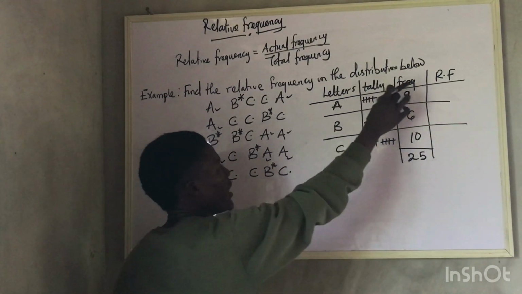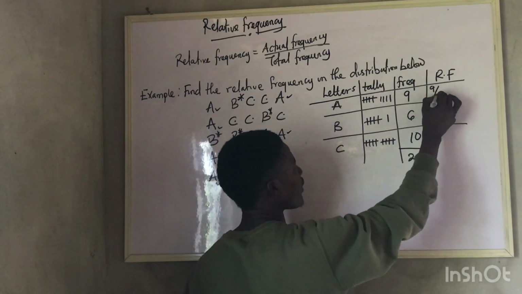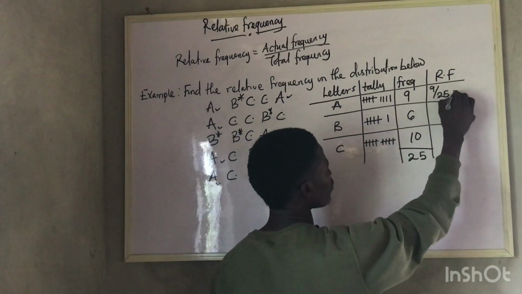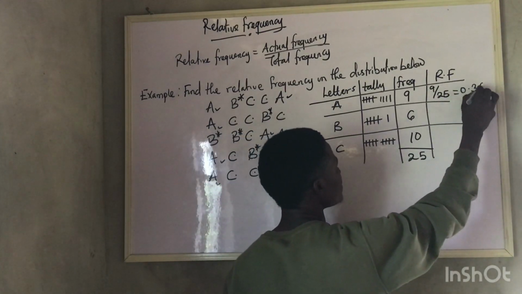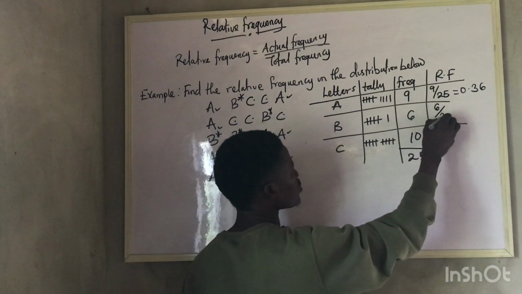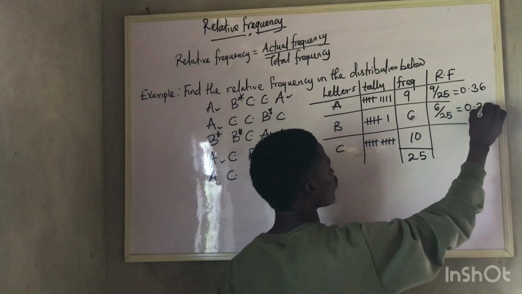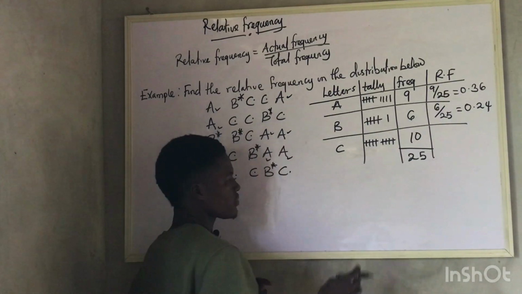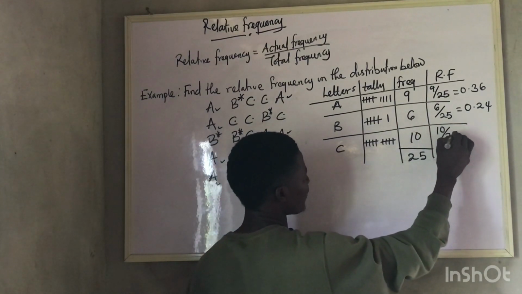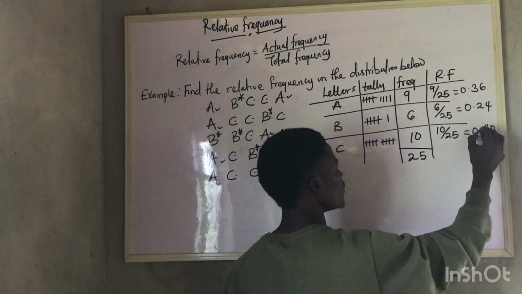So actual value 9 over total value. So this will be 9 over 25. And if you do 9 over 25 in your calculator, you are going to have 0.36. Then the next one is 6 over 25. You are going to have 0.24. Then the last one, 10 over 25, gives you 0.40. Do you get that now?